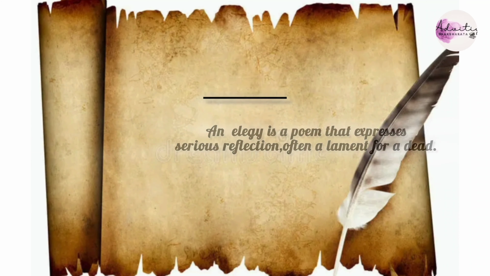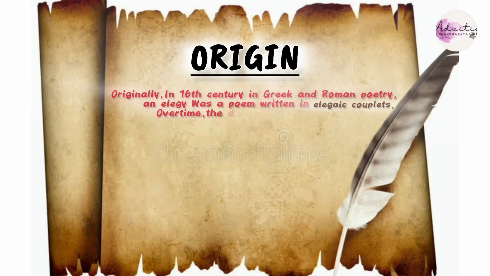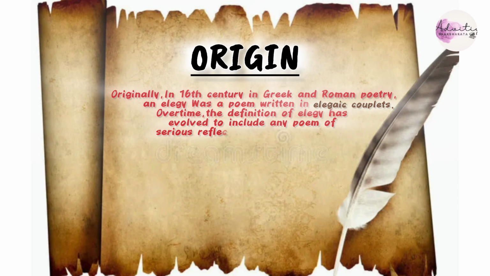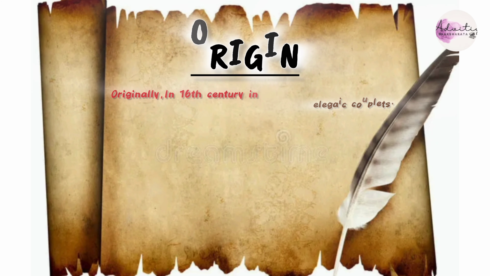Moving on to the origin of elegy, in the early 16th century, originally in Greek and Roman poetry, an elegy was a poem written in elegiac couplets. Elegiac couplets are a poetic form consisting of a pair of lines. In these two lines, the first line was written in dactylic hexameter and the other in dactylic pentameter. This form was used by Greek and Roman poets, particularly Catullus, Propertius, Tibullus and Ovid, and it also reflected on a lost love or a tribute to someone who has passed away.